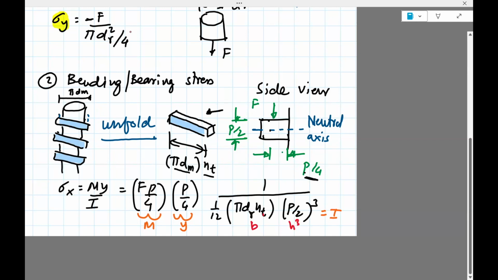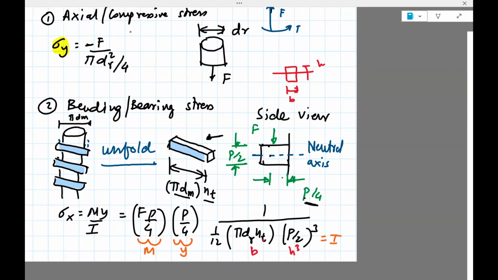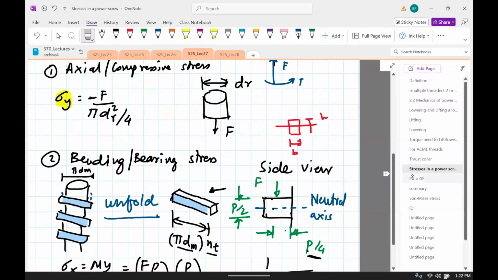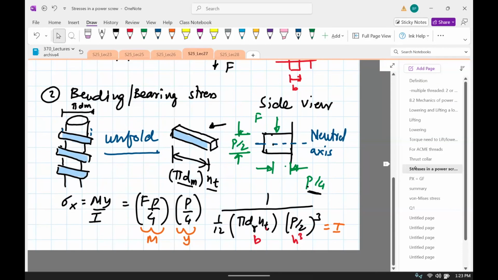BH cubed. That's basically if you have a beam with height h and width b, then the moment of inertia is 1/12 BH cubed, b being this unfolded length. I think it should be m, I think. Check. I think this should be m, not r. Huh, interesting. I think I might have made a mistake. This is using r, not m.